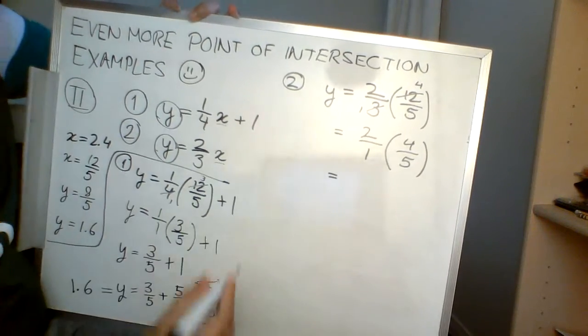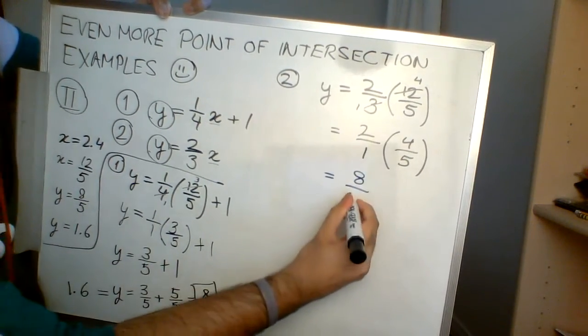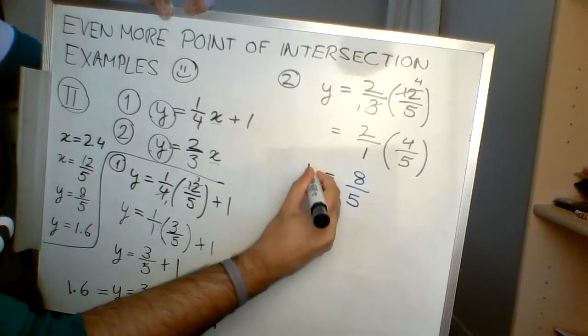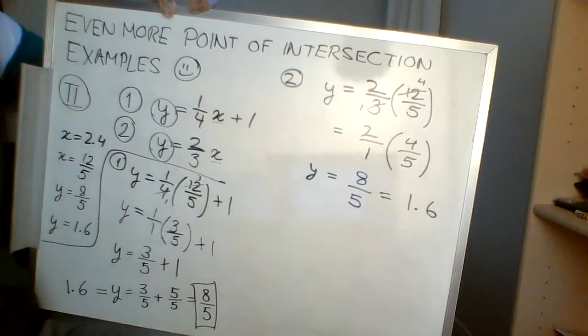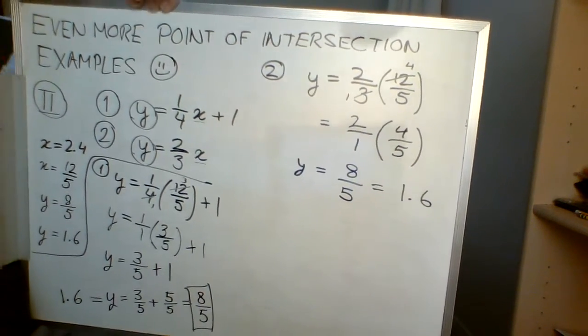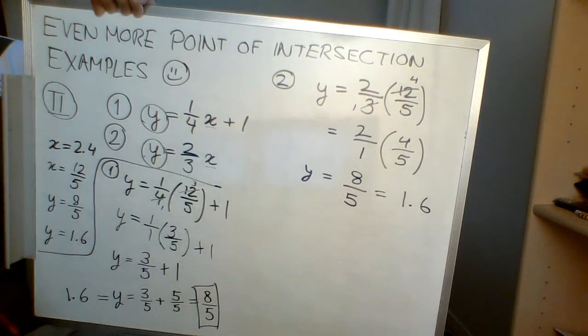Multiplication of fractions, you just multiply the numerators together, that'll give you 8 on top. Multiply the denominators together, that'll give you 5 on the bottom. So that gives us the same y value, which is 8 over 5, or 1.6. And so now we can be fairly sure that we've done this correctly.